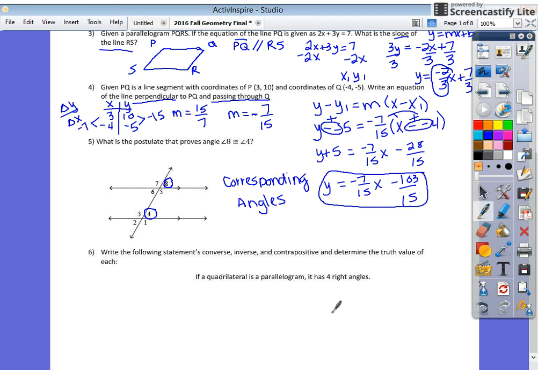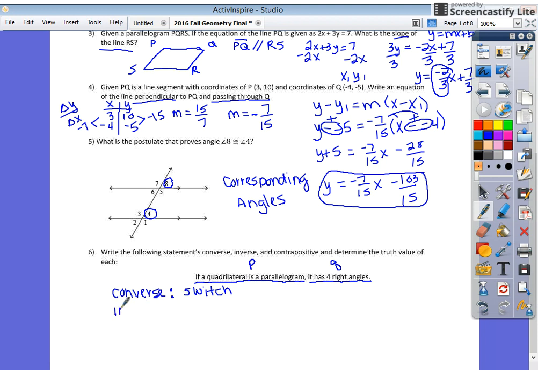On number 6, we are writing the following statements: converse, inverse, and contrapositive, and determining the truth value of each one of these. So first thing we need to remember, guys, is a conditional statement has a hypothesis and it has a conclusion. Okay, so when you are writing the converse, all you're going to do is switch the hypothesis and the conclusion. So your converse should say, if it has 4 right angles, then a quadrilateral is a parallelogram. So with the converse, you're just going to switch.